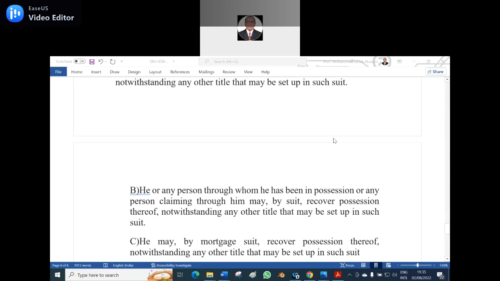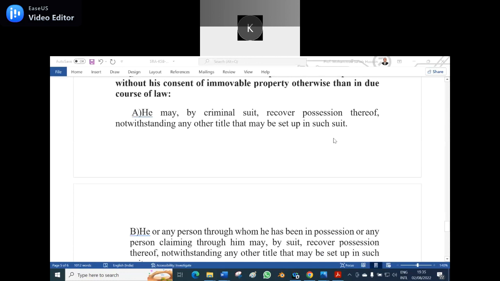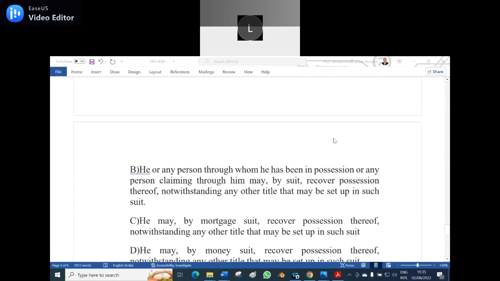Option B is the correct answer. Option B is the right answer. Yes. He or any person through whom he has been in possession, or any person claiming through him, may recover possession thereof, notwithstanding any other title that may be set up in such suit.